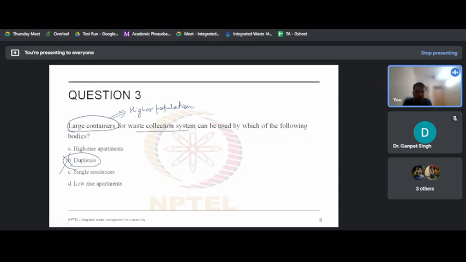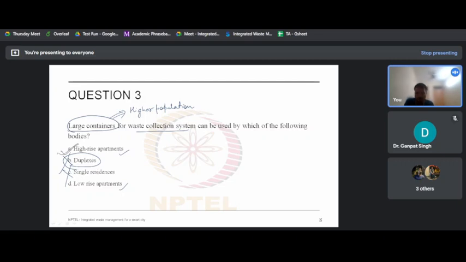Single residence, that is a small house, that also won't require a large container. A small bin is enough. So we can remove C also from our list. Then we are left with high-rise apartments and low-rise apartments. A high-rise apartment has more floors and more people living in it, so it will have higher waste generation per capita. The total waste generation for the apartment will also be higher. So A is the correct answer.